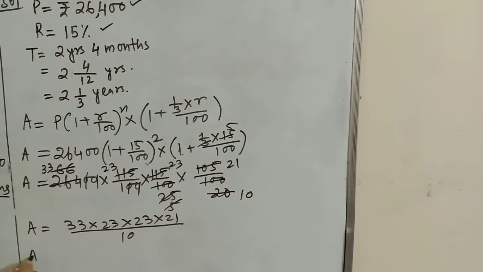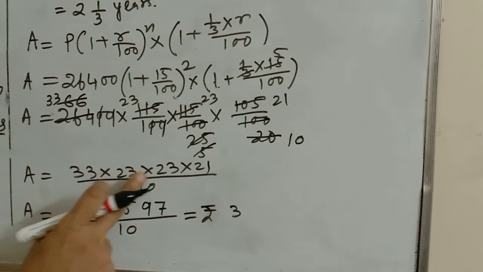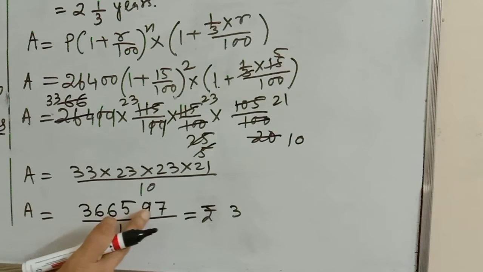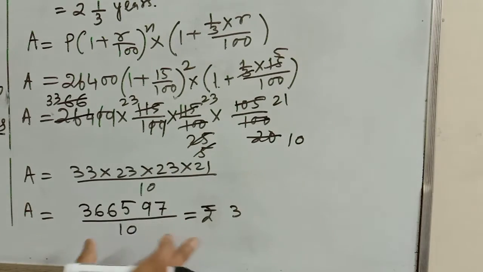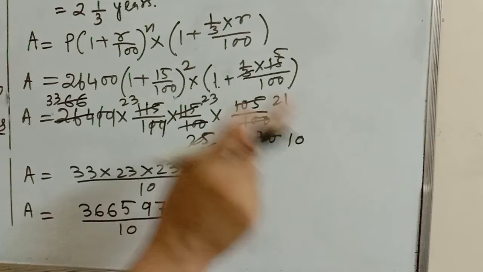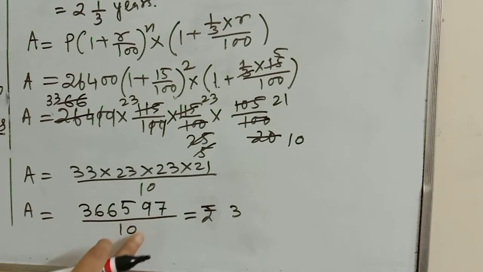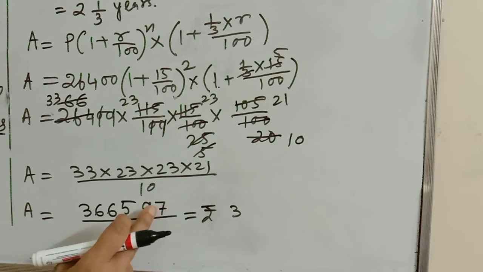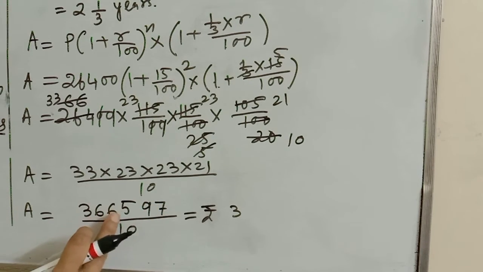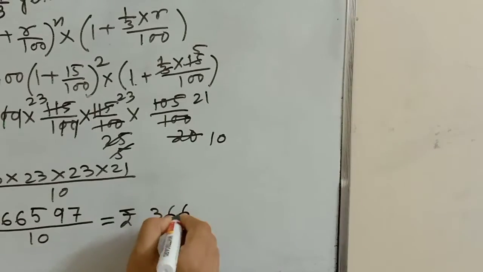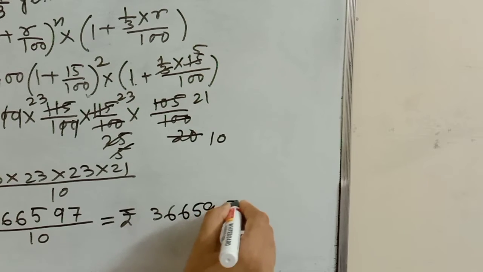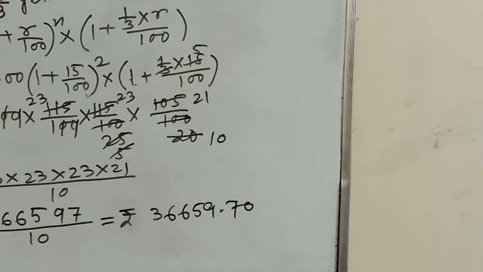The result is amount is equal to, now if you multiply this all you will get 366,597. I have multiplied it at another place roughly. You have to show the multiplication on the right side in your copy. By 10, I have not divided, because I will use it as a decimal. So amount will be rupees 36,659.70. After 0.7, that means it is 70 paisa.